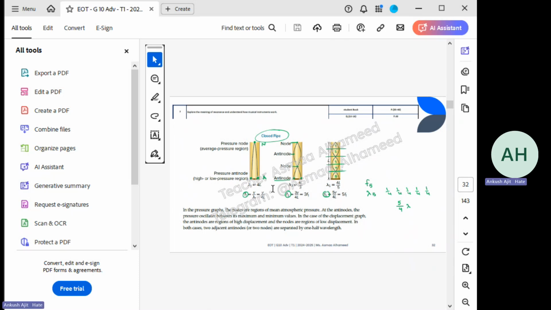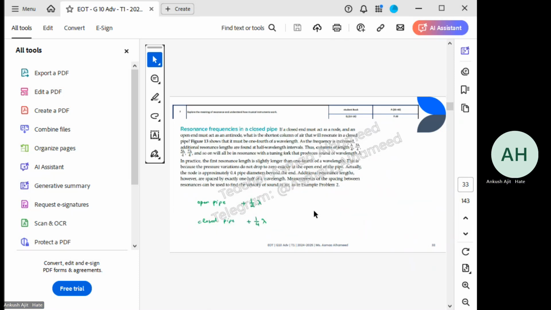It's just a single pipe. You got how 3/4 and how 5/4? It is nicely given, I think in the PPT already. See how five parts are coming: 1, 2, 3, 4, 5, and how you have 3 parts over here. Open pipe is half lambda. Closed pipe is 1/4 lambda. Just remember that: open pipe is 1/2 lambda, closed pipe is 1/4 lambda.